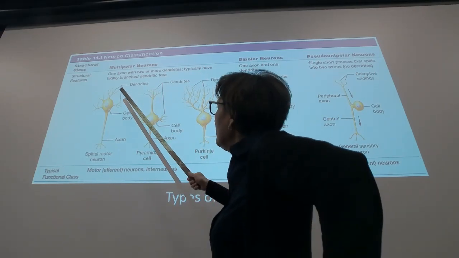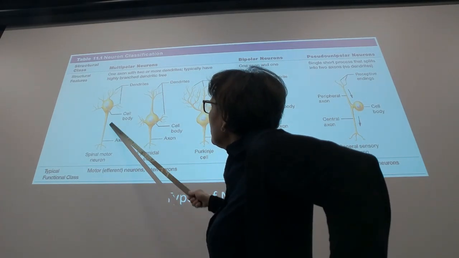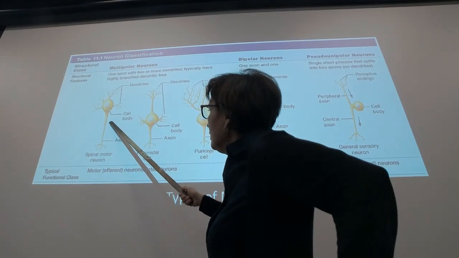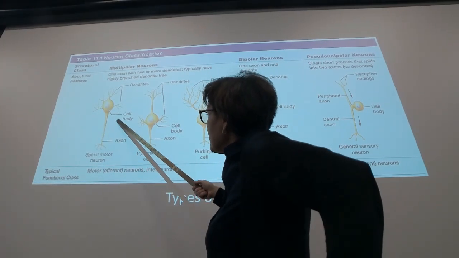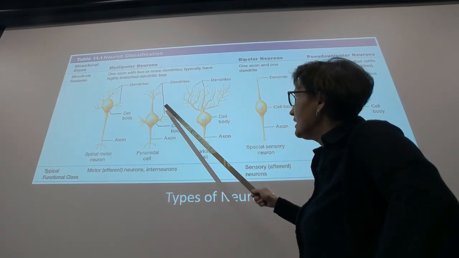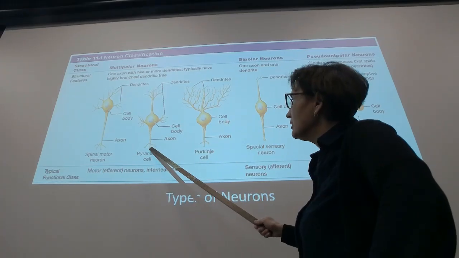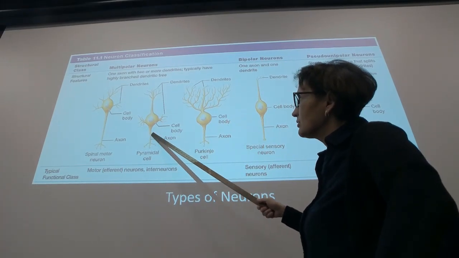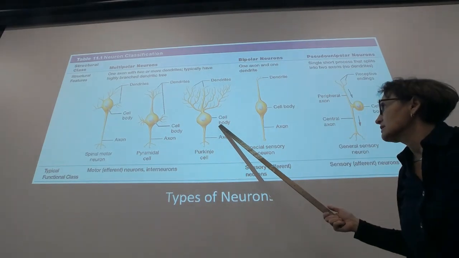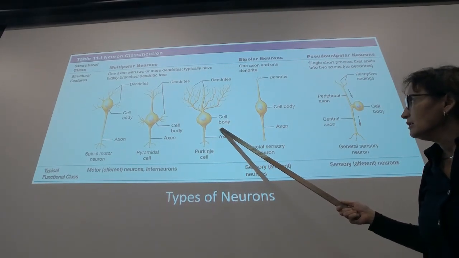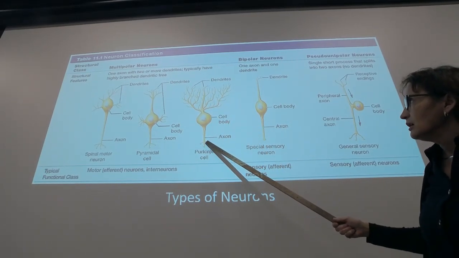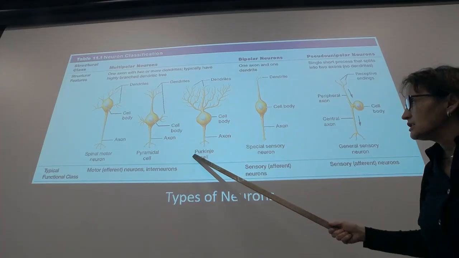So this one is a multipolar. It has several dendrites and it has this axon. This is a spinal motor neuron, for instance. This one is a pyramidal cell that has these dendrites and this axon. This is located in the cerebral cortex. These are the ones that we use to learn. And then this is a multipolar neuron that has these multiple dendrites and this axon. This one is called a Purkinje cell.